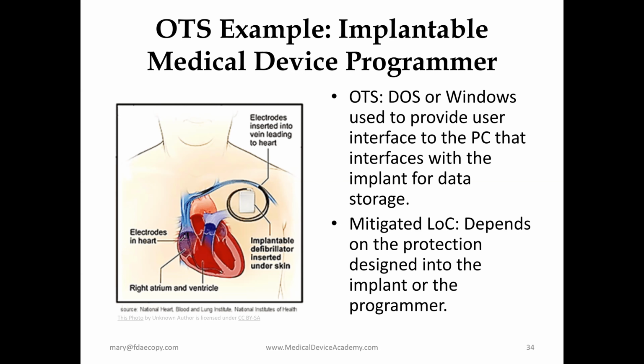And when evaluating the level of concern for this one, it's really going to depend on the protection that you've designed into the implant or into the programmer. So this is one of those evaluation steps that happens after hazard analysis and after mitigation. If you do a sufficient job mitigating these risks, then you would fall under a moderate level of concern. Whereas if you have not been able to mitigate them, then you might fall under the major. So it really depends, and this is an example that could go either way.